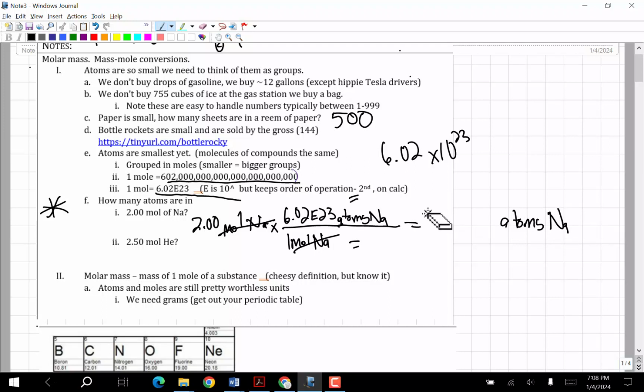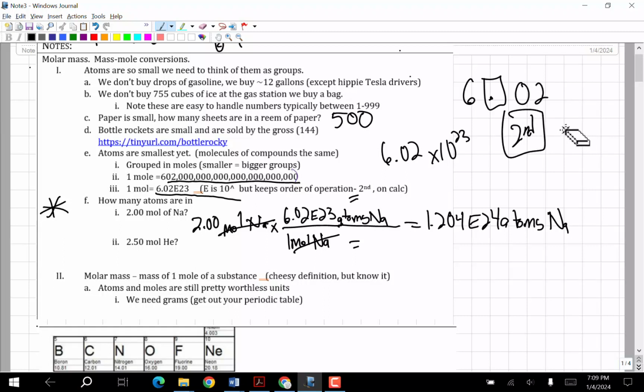So I put this in my calculator, and I get 1.204 E24 atoms of Na. Okay, the way you get the E button on your calculator is you type 6.02, second, there's a second button, comma. And that comma is right above the number 7, okay?